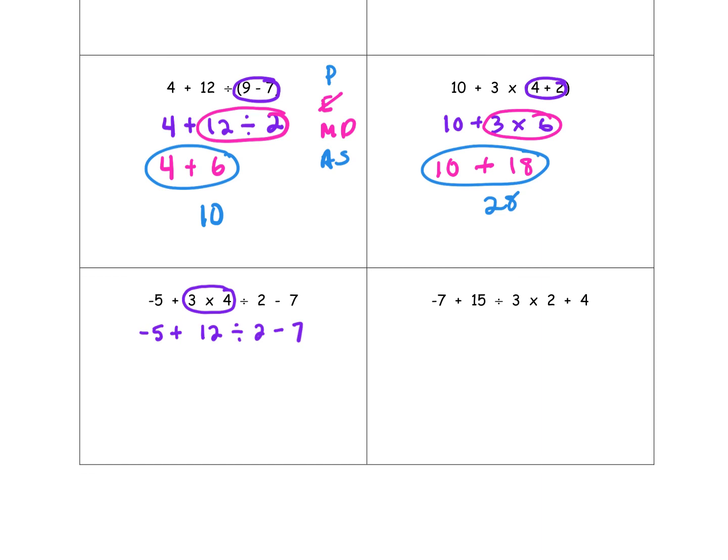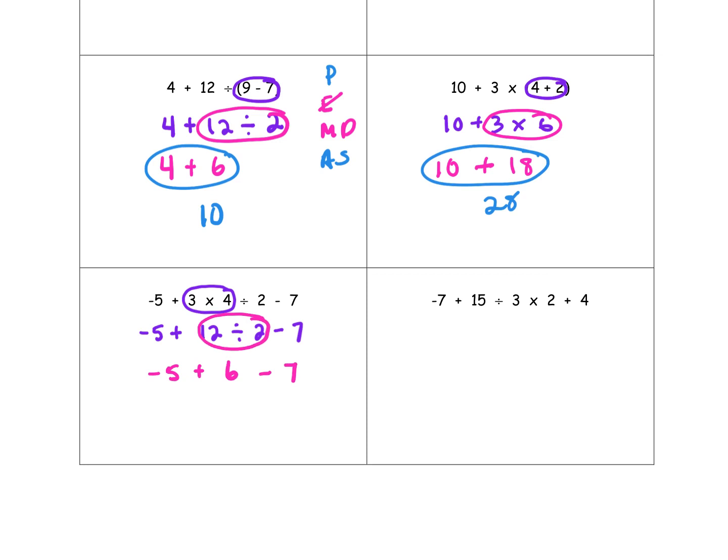Next, we're going to scan the problem. The expression again, we see addition, division, and we see subtraction. So we're going to do division first. So 12 divided by 2 is 6. We haven't used the negative 5 or the plus, and we haven't used the subtraction and the 7.